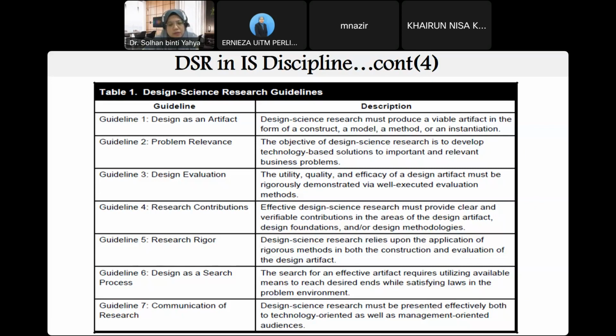This is common probably to other fields like computer science and also software engineering. This is common because building artifacts is common to these fields. But for information systems, building artifacts is not a major concern, because most researchers by default concentrate on behavioral science.